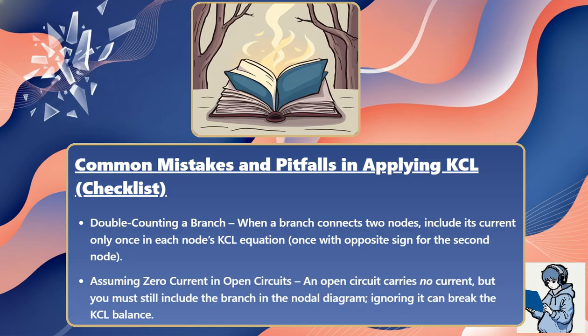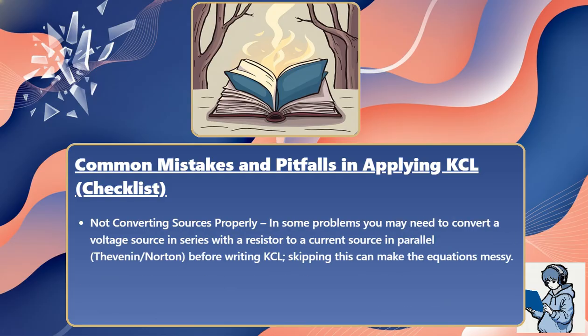Assuming zero current in open circuits: an open circuit carries no current, but you must still include the branch in the nodal diagram. Ignoring it can break the KCL balance. Not converting sources properly: in some problems, you may need to convert a voltage source in series with a resistor to a current source in parallel, the Thevenin or Norton, before writing KCL. Skipping this can make the equations messy.